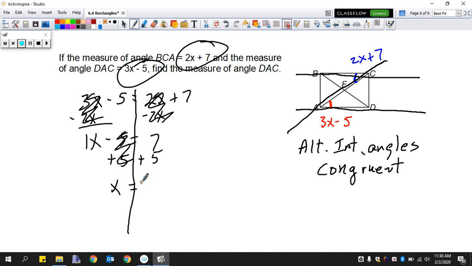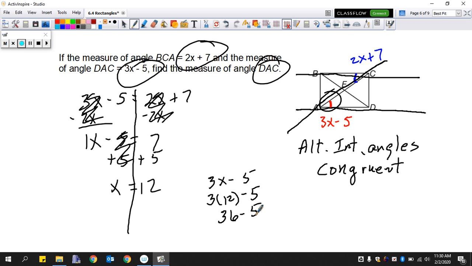All right. We're finding the measure of DAC. That's this one right here, which is 3x minus 5. So we're going to say 3x minus 5. That's 3 times 12 minus 5, because the value of x is 12. That's 3 times 12 is 36, minus 5, which is 31.